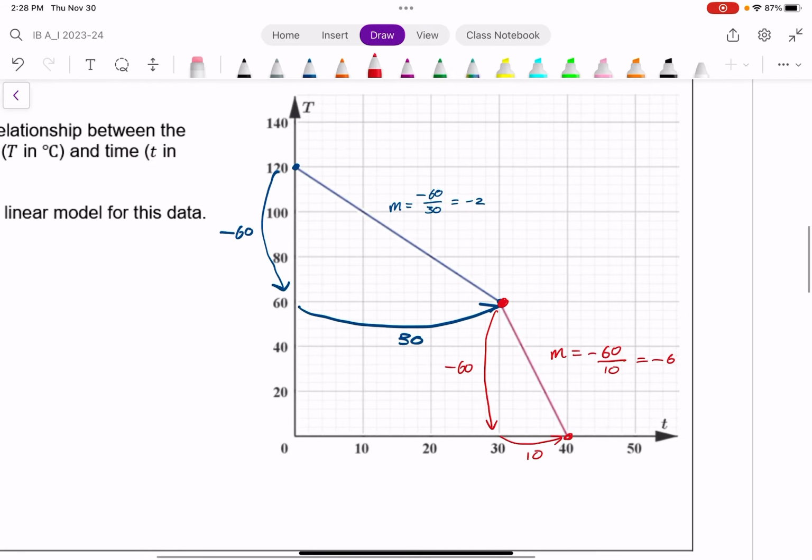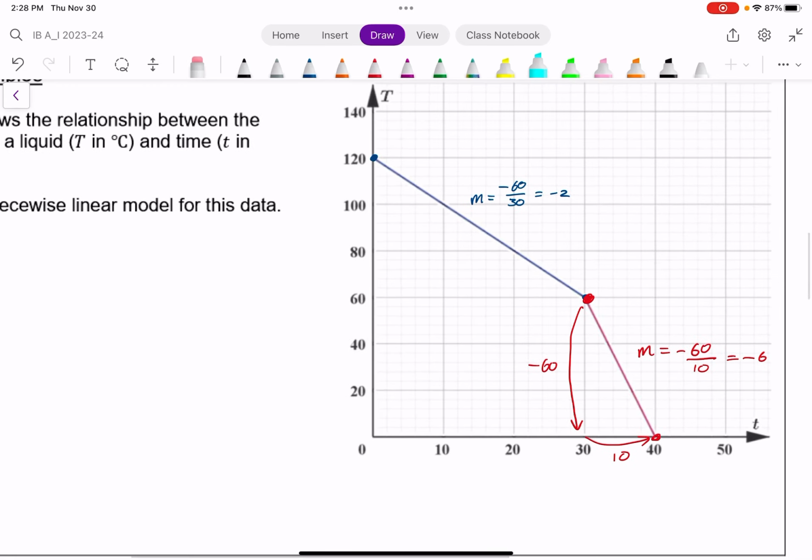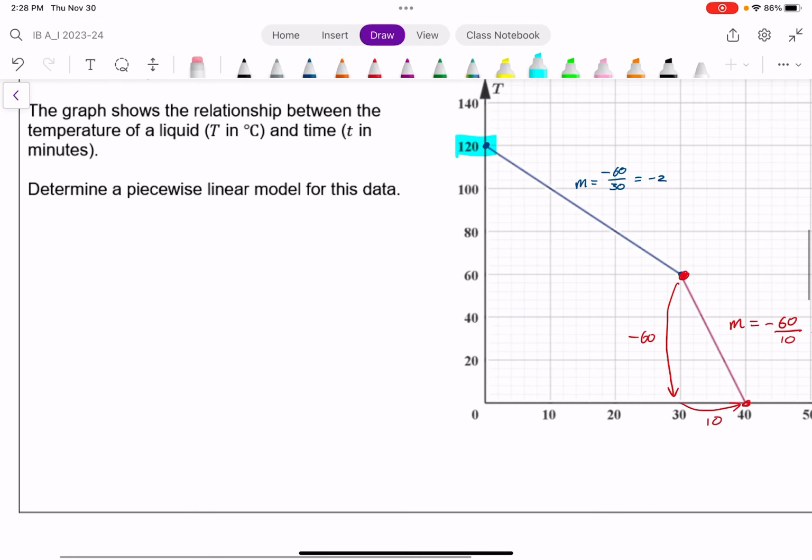So now the equation of each of these lines. Well, if I define the equation of a linear function, if you know the slope and the y-intercept, which I can see right here is 120, I can find the equation pretty much right away. So if I write down an equation for y equals negative 2x plus 120, negative 2 being the slope, 120 being the y-intercept, that is the equation of a line that goes on and on forever.